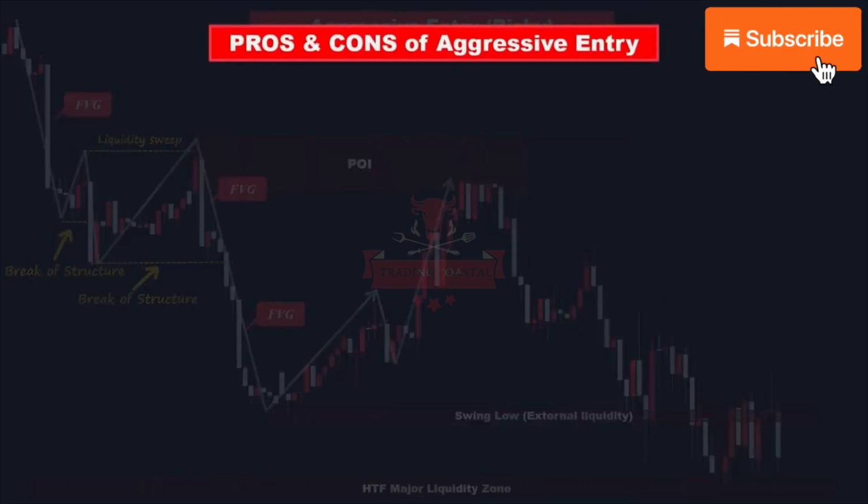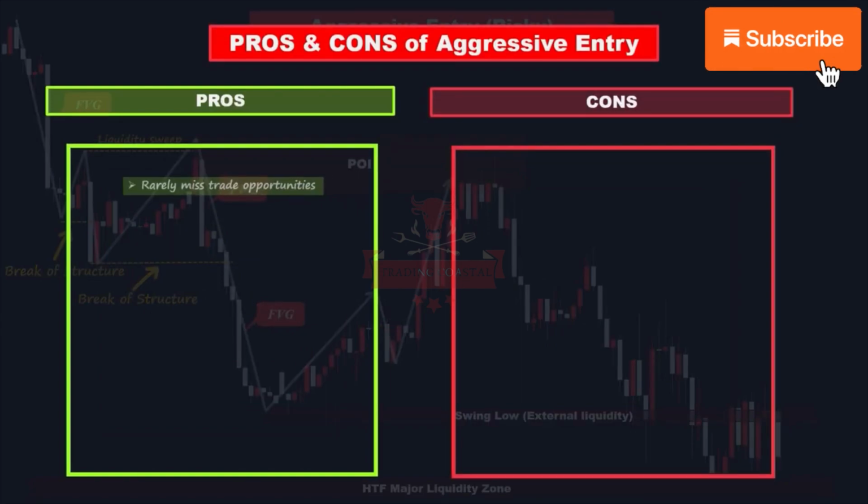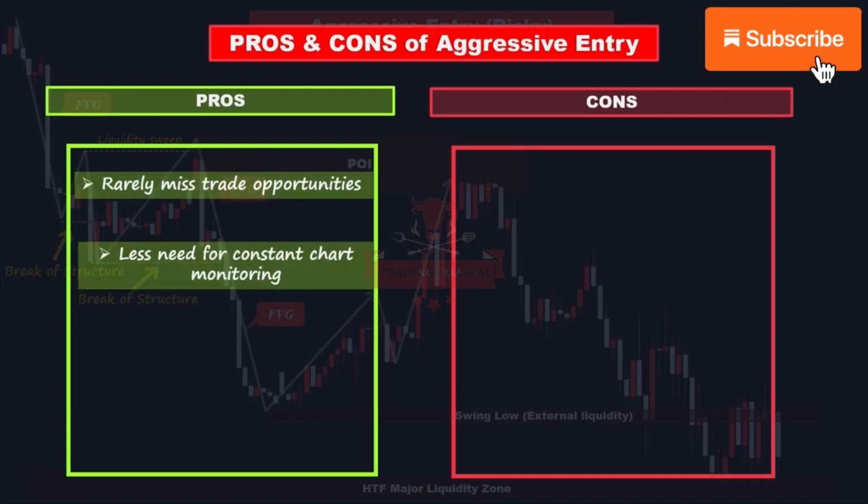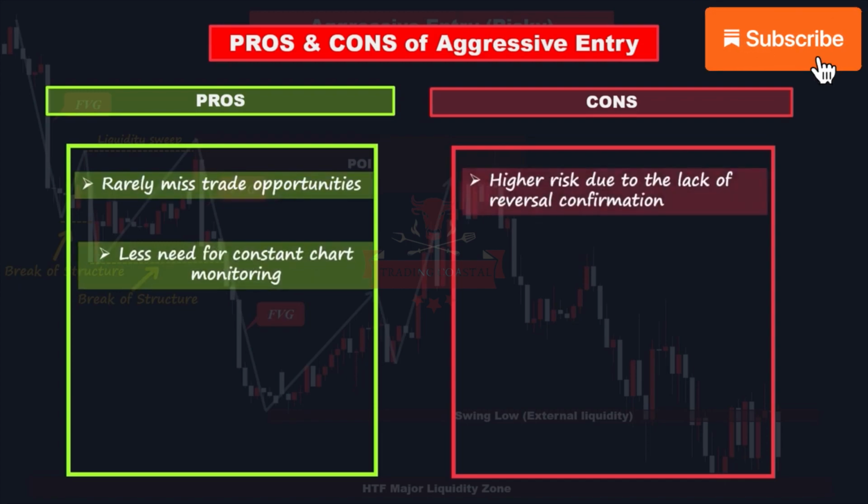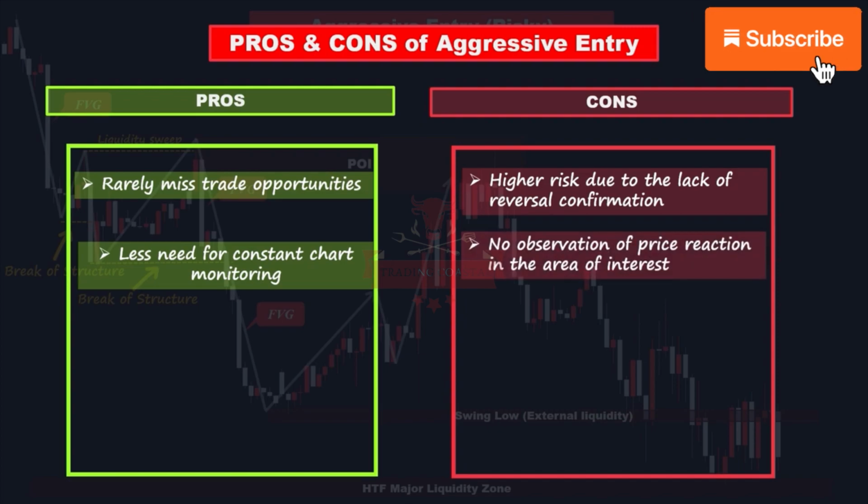Risky entries come with their advantages. You're less likely to miss trading opportunities, and you don't have to constantly monitor the charts. However, there are drawbacks to consider. It provides higher risk because you've entered into the market without a reversal confirmation, and also you are not watching the price reaction when it reaches the area of interest.